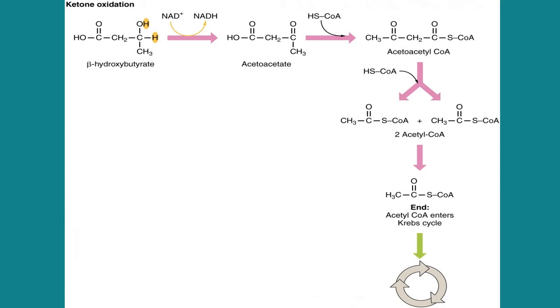Beta-hydroxybutyrate is oxidized to acetoacetate and NADH is released. An HS-CoA molecule is added to acetoacetate, forming acetoacetyl-CoA. The carbon within the acetoacetyl-CoA that is not bonded to the CoA then detaches, splitting the molecule in two. This carbon then attaches to another free HS-CoA, resulting in two acetyl-CoA molecules. These two acetyl-CoA molecules are then processed through the Krebs cycle to generate energy.